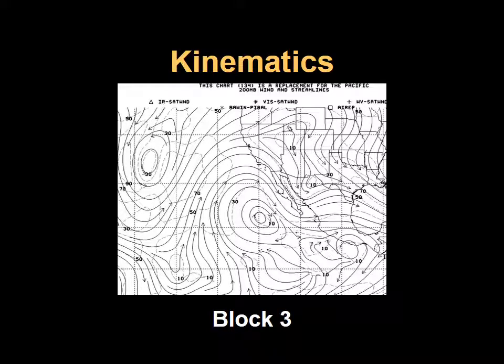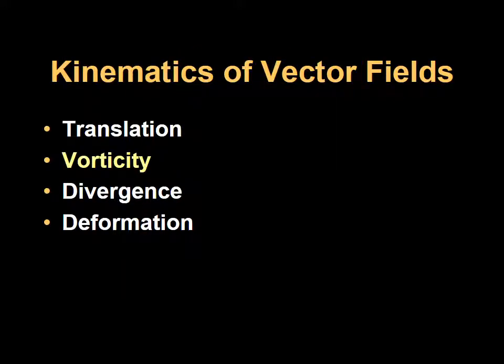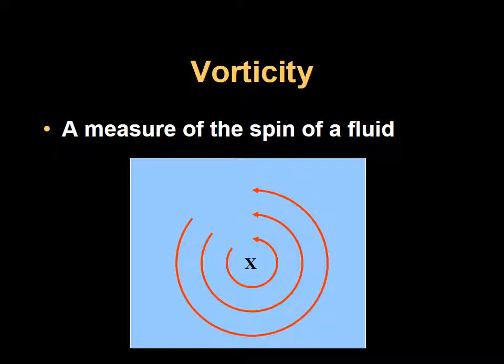This is the second video on kinematics, and we're going to talk about vorticity. In the first video, the first part, we talked about translational flow. Now we're going to talk about vorticity. Vorticity is simply the spin of a fluid. When we see air spinning, we say that it has some sort of vorticity. These are vortices in the atmosphere.